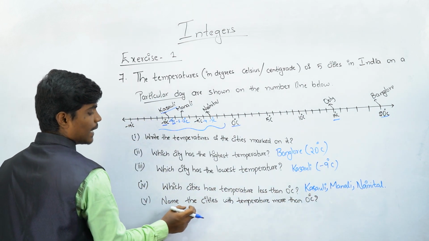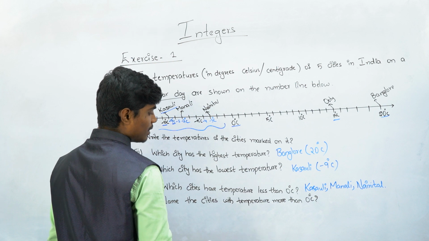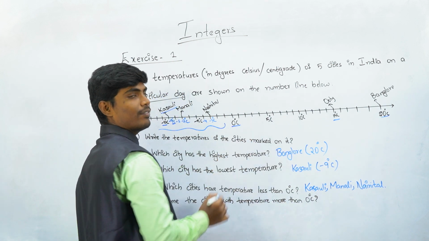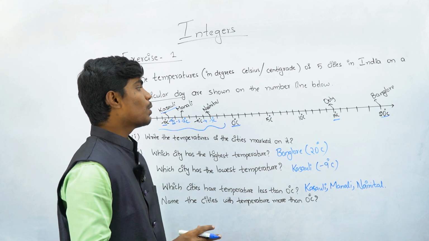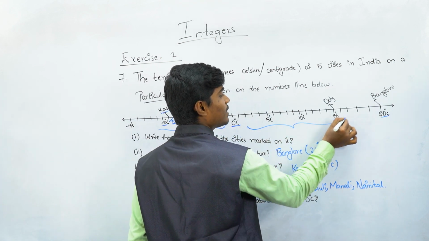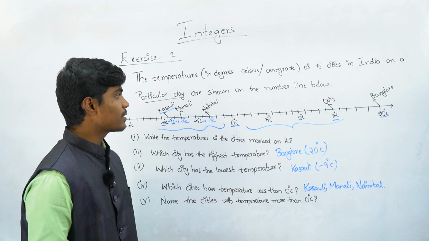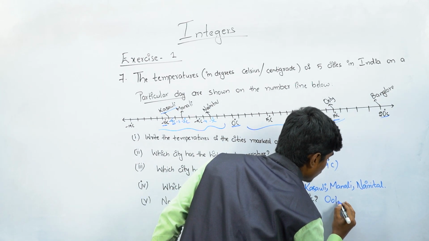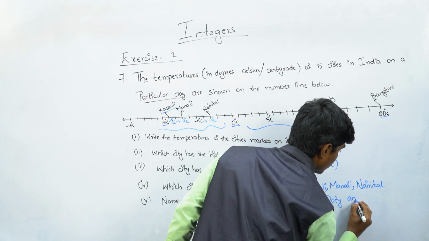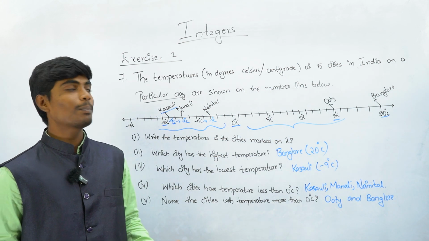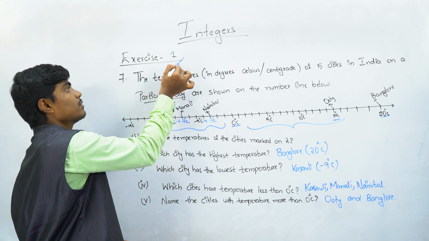Now last, name the cities with temperature more than 0 degrees Celsius. Here we have 0 degrees Celsius. More than 0 degrees Celsius are those on the right side of 0 degrees Celsius. They are Ooty and Bangalore. So Ooty and Bangalore. With this problem, we have completed our exercise 1.